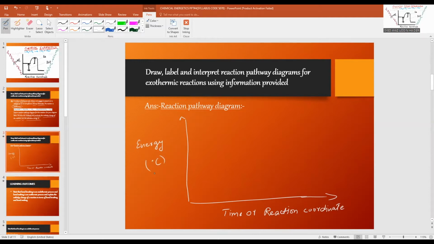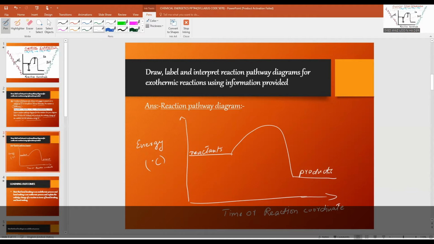Now for any exothermic reaction, remember the reactants will be at a higher energy state than the products. So this will be the reactant. This is the energy of the product. So write the reactants here. And products.